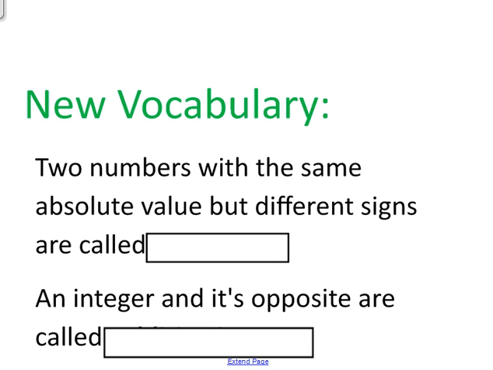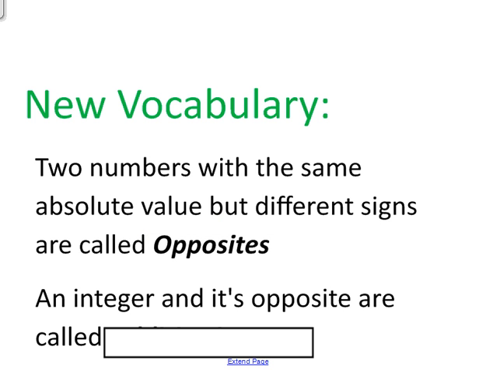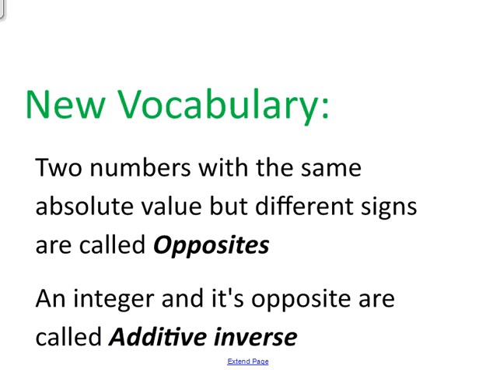Two numbers with the same absolute value but different signs are called opposites. So a -3 has an absolute value of 3. A +3 has an absolute value of 3. They have the same absolute value, so they are opposites. So -3 and 3 are opposites of each other. An integer and its opposite is called additive inverse.